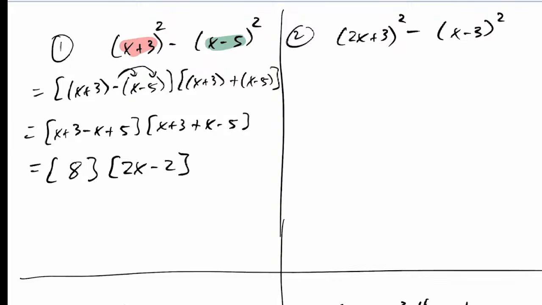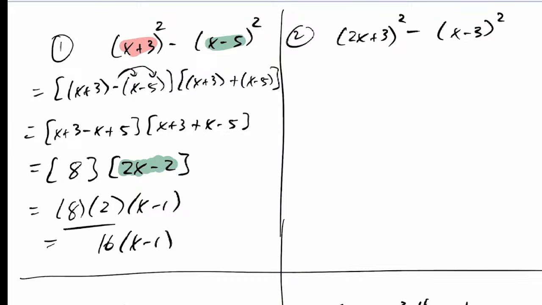Good. We're not done though, right? I have a GCF of 2 here, so I can factor this out. So this is really 8 times 2 times x minus 1. We can put that together. That's 16 times x minus 1 for that one.